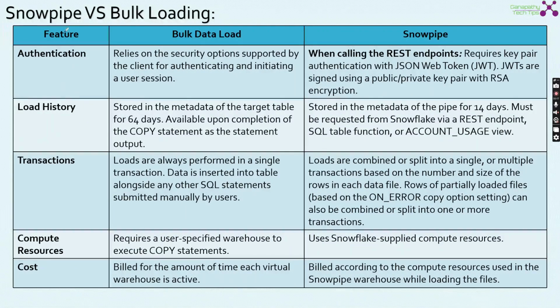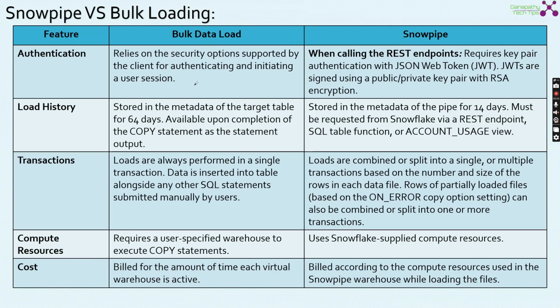Now we are going to discuss Snowpipe versus bulk loading. This is pretty evident, but detailed descriptions are available in the Snowflake documentation. We must see what the ideal differences are with respect to a variety of features, say authentication, load history, transactions, compute resources, and also the cost.